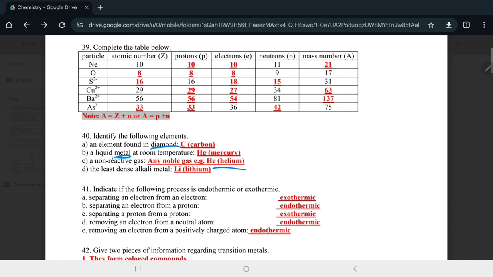And the least dense alkali metal is the first alkali metal, which is lithium. You should memorize this, okay? The last one is to be memorized, since the first 3 are logical. We know them since we were small. But the last one is maybe a bit tricky if you don't know it yet. But the least dense alkali metal is lithium.